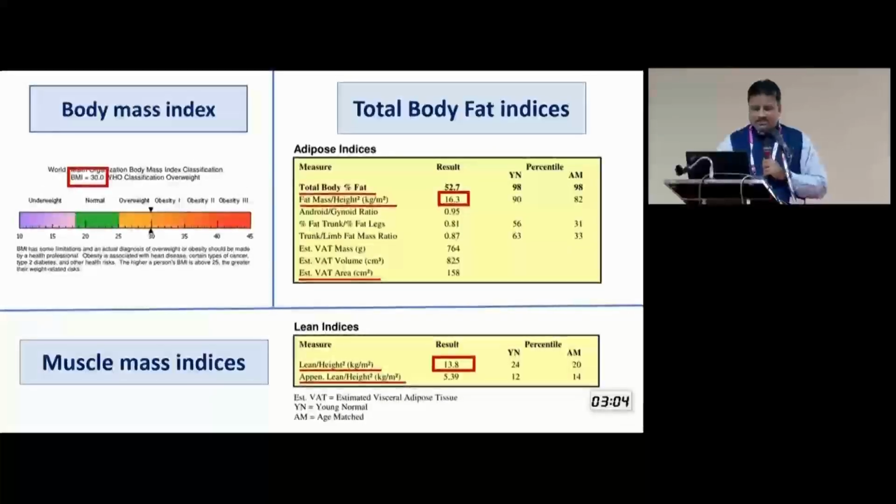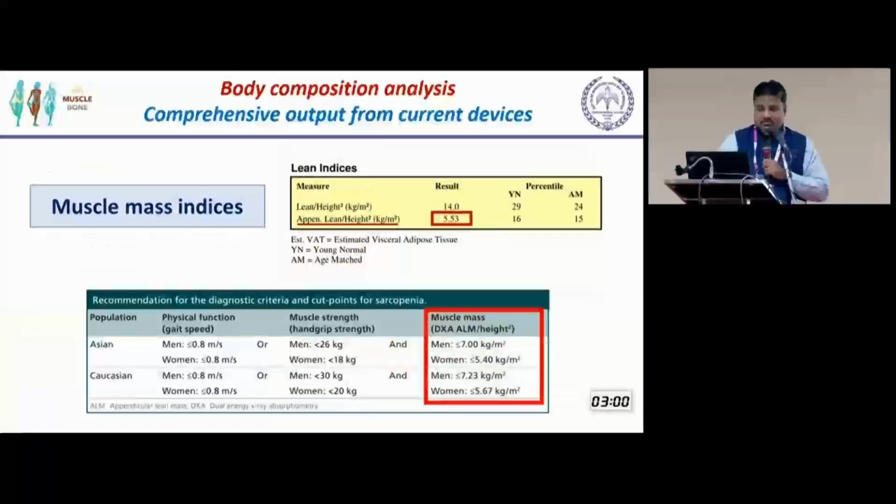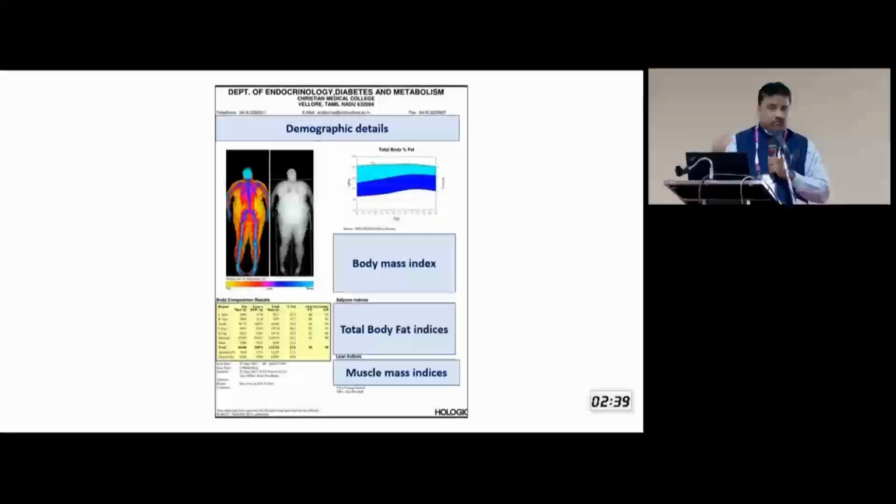And the last thing is the appendicular lean by height square. Again, we'll learn more about it as Dr. Sahana will talk about. This is one parameter which helps us diagnose sarcopenia. And for the Asian population, the cutoffs are less than 7 kilograms per meter square in men and less than 5.4 kilograms per meter square in women. And this is the definition for sarcopenia, one of the components. So this in brief are the 4 important aspects on a DEXA scan.